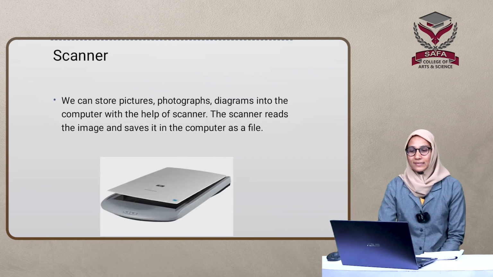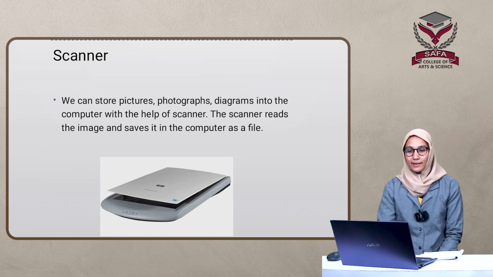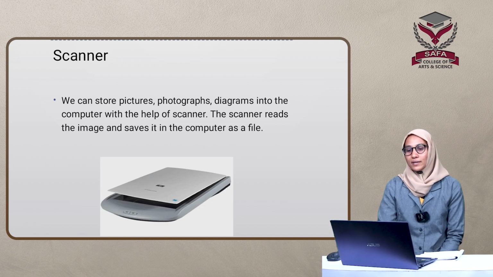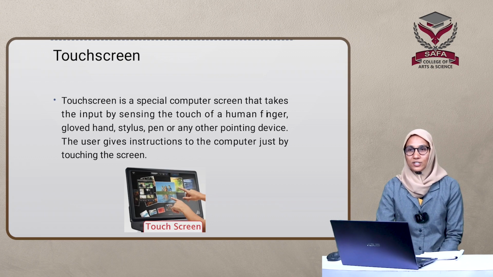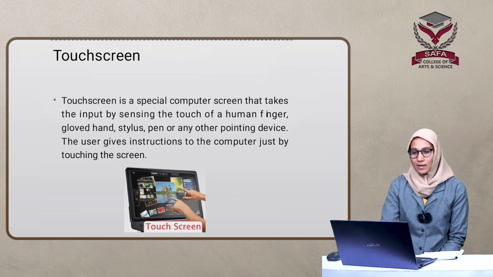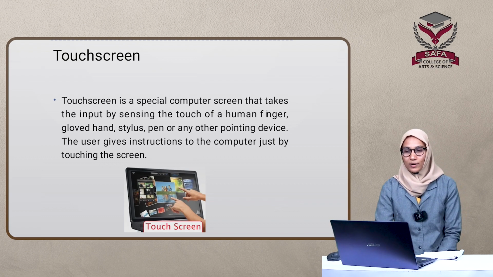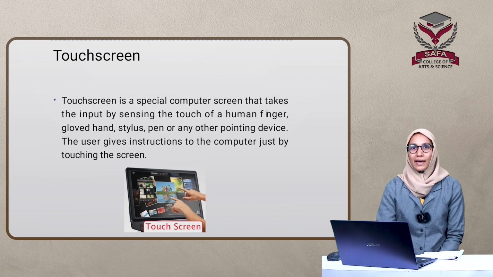Like this. Next, scanner. We can store pictures, photographs, diagrams into the computer with the help of scanner. Scanner scans the image and saves it in our computer. Next input device is a touch screen. It's a special computer screen that takes input by sensing the touch of human fingers and gloved hand, stylus pen or any other pointing devices. Directly touch to the screen. This is touch screen input device.